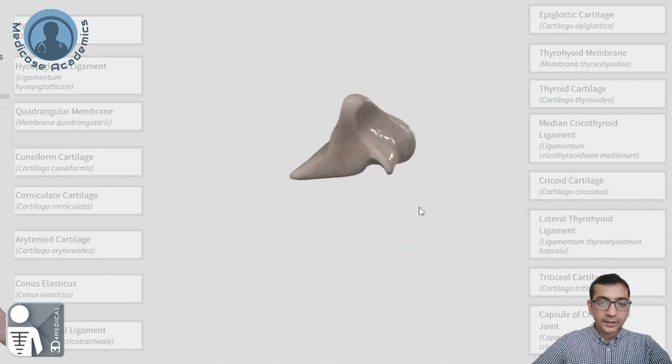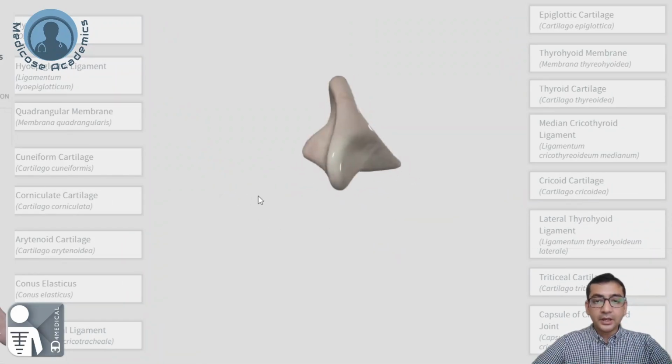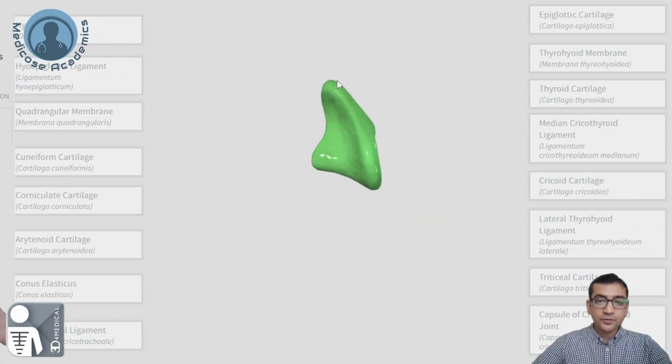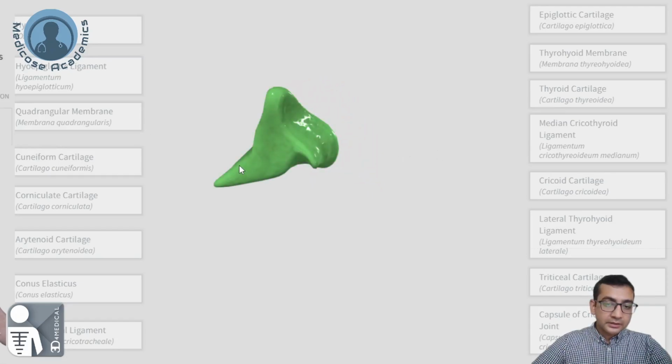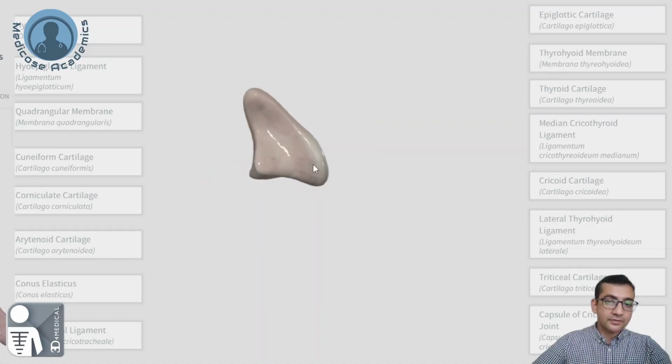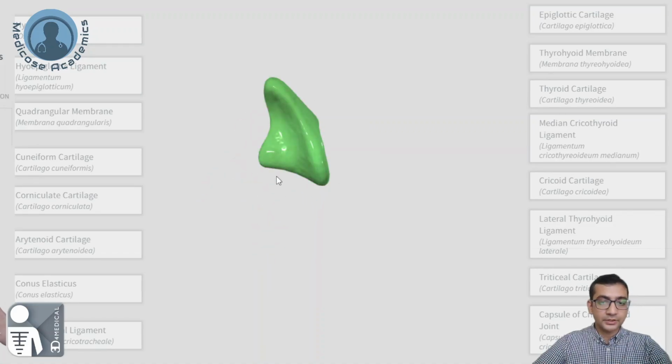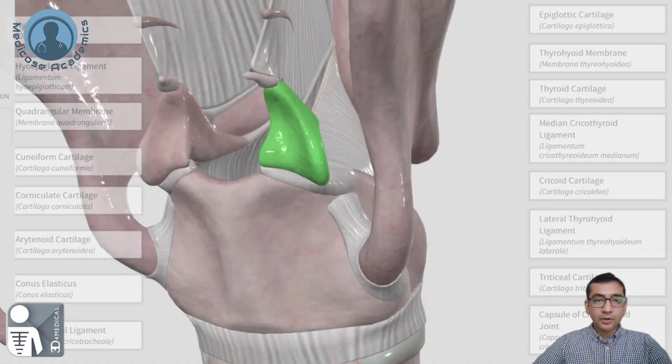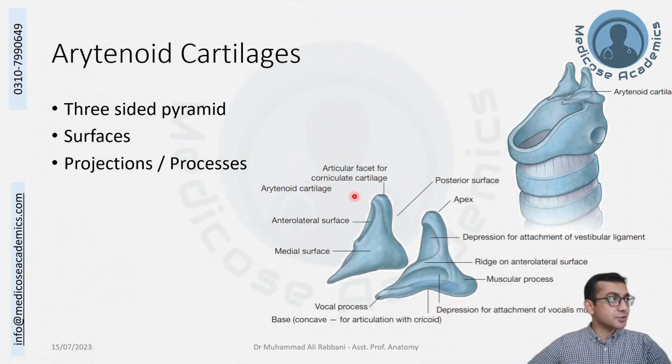So this is about the arytenoid cartilage. This is the isolated right arytenoid cartilage: the posterior, inferior, the apex, the vocal ligament, the posterior surface, the lateral surface, the medial surface, and the inferior surface that is forming the joint. So this is about the arytenoid cartilages. On the lateral surface, it will have depressions. The one above is for the vestibular ligament, and the one below that is for the vocal ligament.